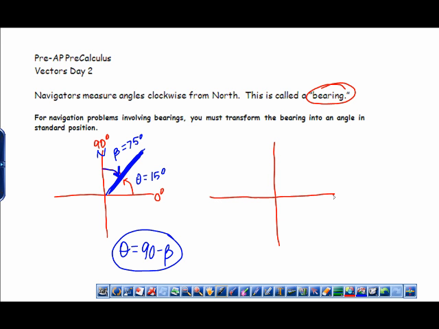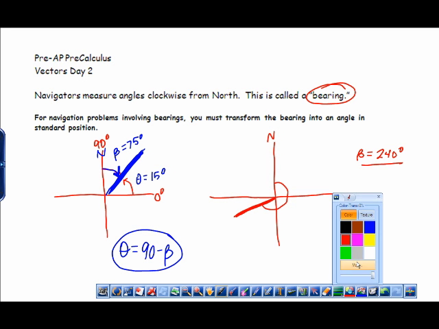Let's say in another problem you were given the bearing to be 240 degrees. This means you start at north and you would go 240 degrees. So let's think about what quadrant that would put you in. That would be 90 degrees, 180 degrees, all the way here would be 270, so that would put you right here. So right here is your bearing of 240 degrees. Let's figure out what the theta should be.